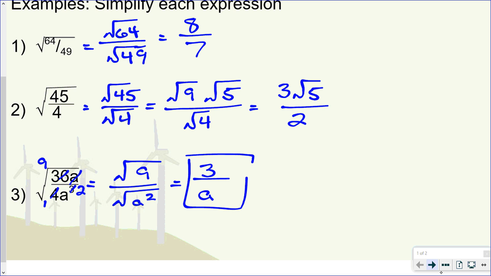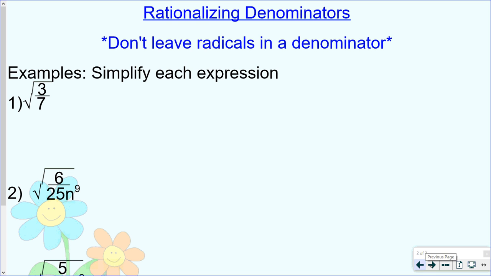All right, so let's look at one other thing here. This is called rationalizing denominators. And the point of this is that you can't leave a radical in a denominator. In algebra, we consider that unsimplified. So you should never have an answer like 2 over the square root of 3. So what I'm going to show you is, how do we get rid of this? Okay? So let's break this apart.